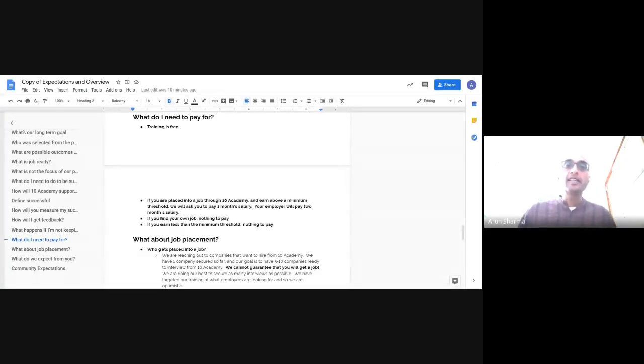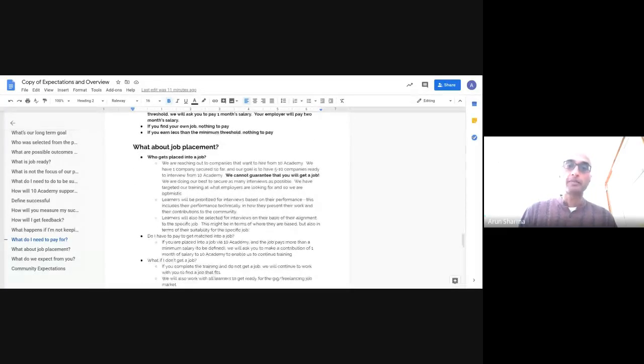So training is free. If you are placed into a job through us, so we're in contact with employers, our model, so we are a not-for-profit initiative, but we want to make sure that we can take what we're doing and do it in a sustainable way. We do not want to be forever dependent on donors to keep running. So our model is, for everyone who's placed through a job through us, we will ask them to pay 1 month of salary if you're earning above a minimum threshold, and we would ask the employer to pay 2 months of salary. If you find your own job, there's nothing to pay, and if you earn less than the minimum threshold, again, there's nothing to pay.